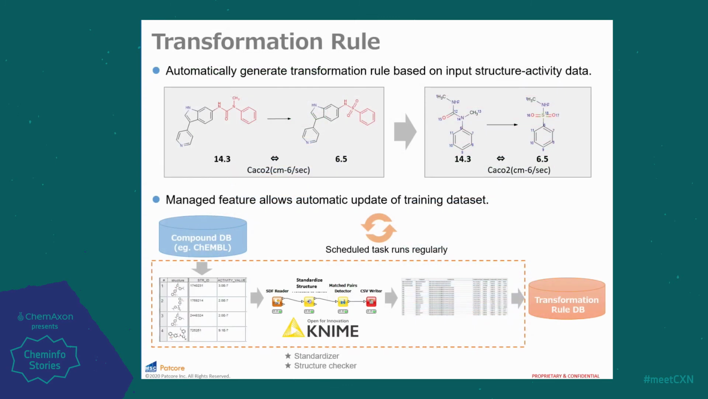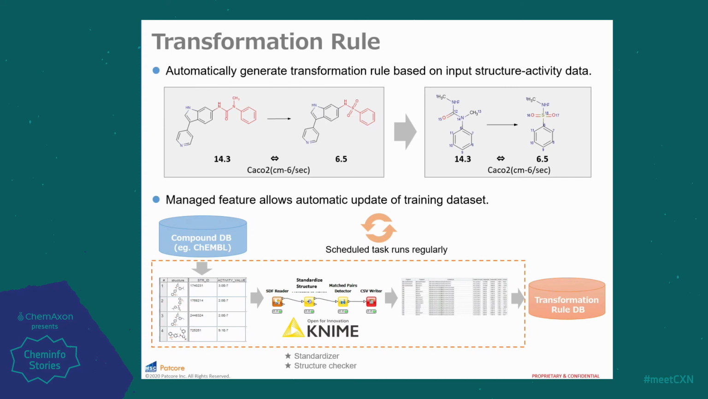Transformer 2 provides a managed service for generating transformation rules. For example, if your in-house database contains structural information of this type of 2 molecules with values, in this case a permeability value in CACO2 cells, then Transformer 2 automatically recognizes matched molecular pairs and values, and generates the transformation rule. This automated workflow is supported by KNIME. We also use a standardizer and structure checker for cleaning datasets and making high-quality input.